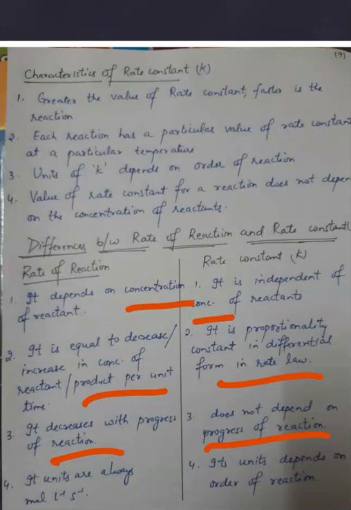Rate of reaction units are always mole per liter per second because it is change in concentration upon time, and concentration units are mole per liter and time is in second. And rate constant units depend only on the order of the reaction.